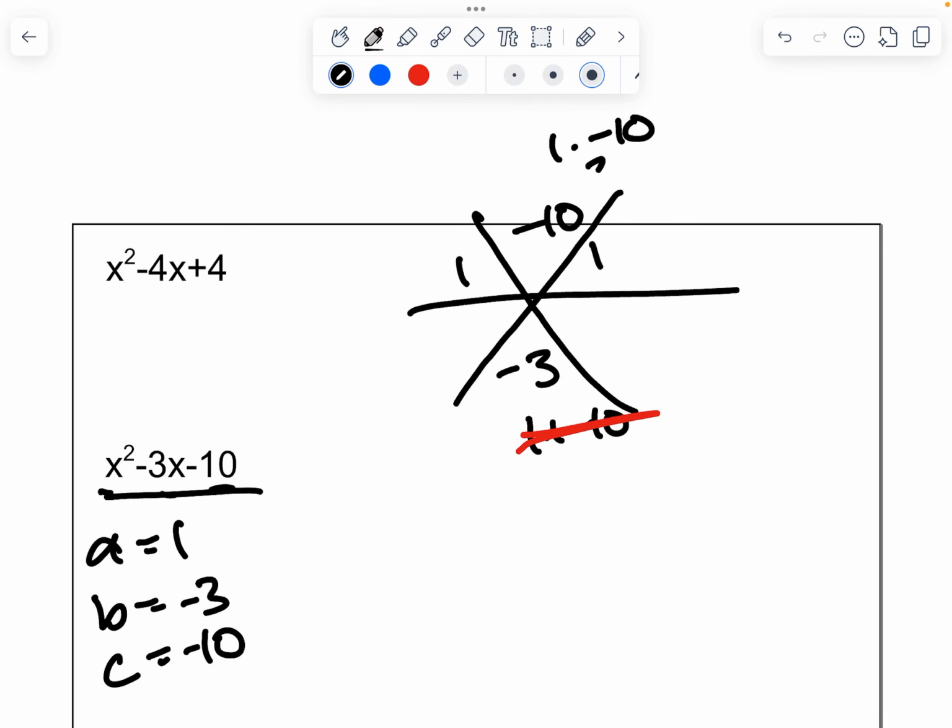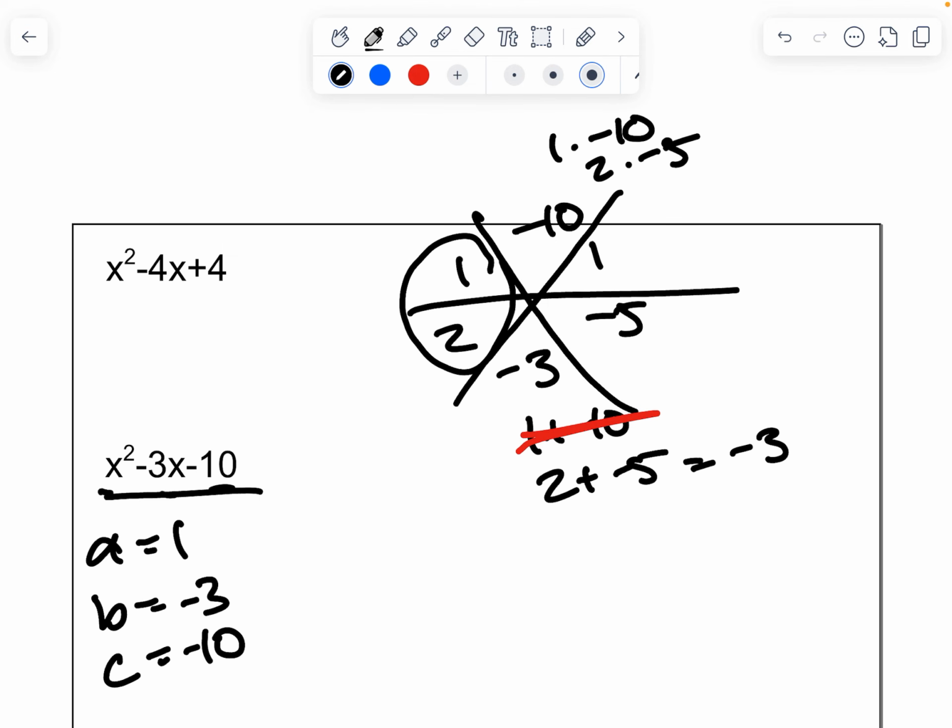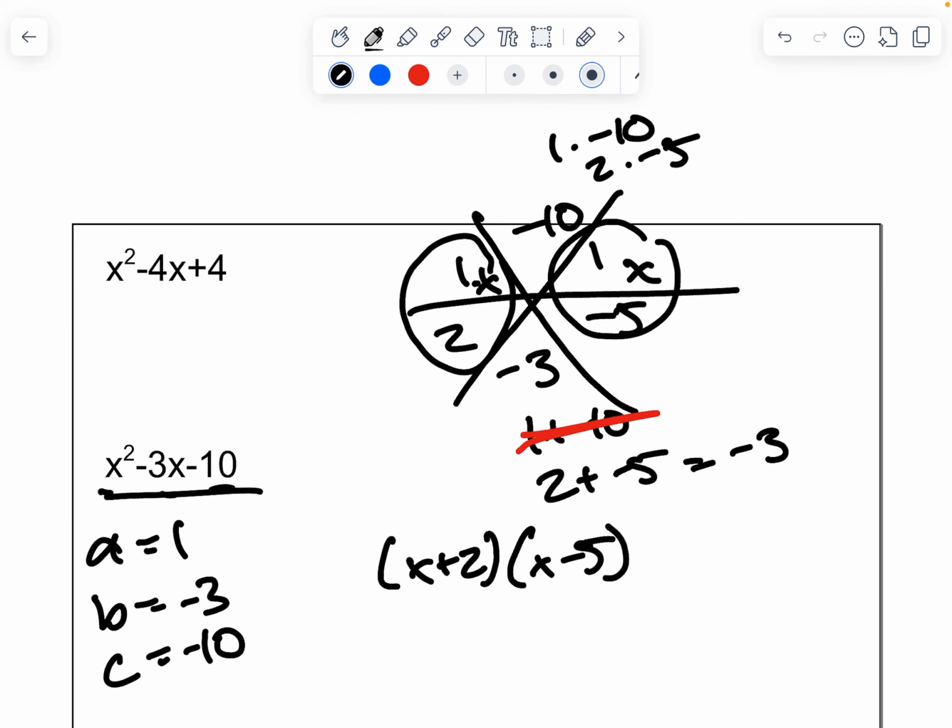How about 2 times -5? Is 2 plus negative 5 negative 3? It is. Oh, wow, we got it on the second try. So 2 and negative 5 are the magic numbers. Try and simplify that fraction, it doesn't simplify. Try and simplify that fraction, it doesn't simplify. So our two factors are x plus 2. Notice this one was a positive 2 here. And x minus 5. Notice that this one over here was a negative 5, right? Whatever sign those bottom numbers have, they just keep.